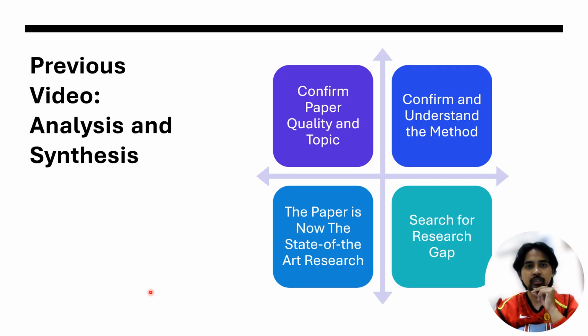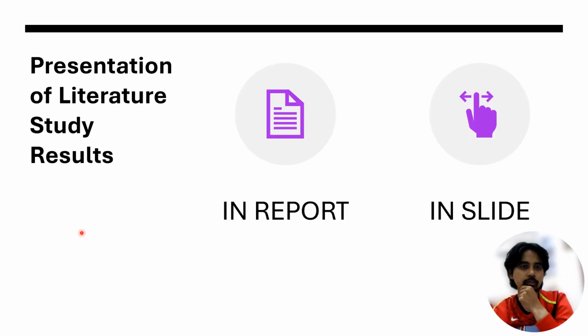In the previous video, we mainly discussed three things. First is how to read your paper. Second is how to synthesize your paper and find the research gap. And lastly, how to define the research gap in your paper. So you have read your papers, you have understood them, and you have defined the gap in your literature study. Now the last step is to report your paper.